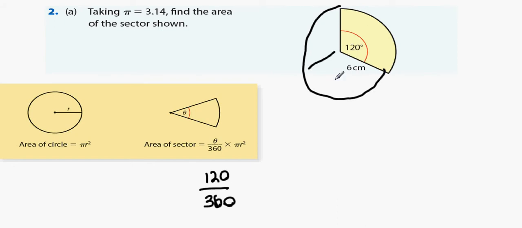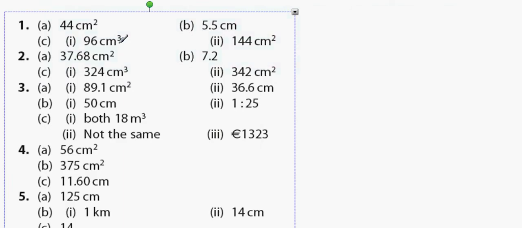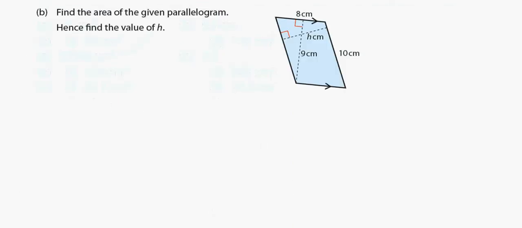Then we're going to multiply it by the area of the circle formula, which is pi, where pi is 3.14, and then the radius squared. The radius is 6, so it's going to be 6 squared. Just put this directly into your calculator exactly as it looks, and what we're going to get is 37.68 centimeters squared. Okay, now find the area of the sector. That's what we got. We can check our answer here: 37.68, correct. Okay, now we're on to the next one.